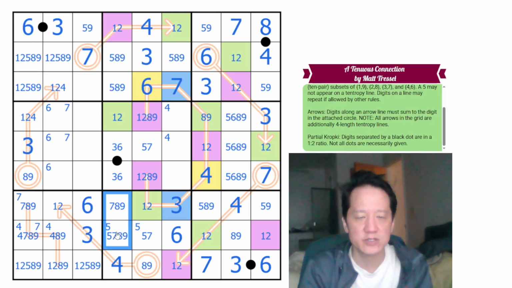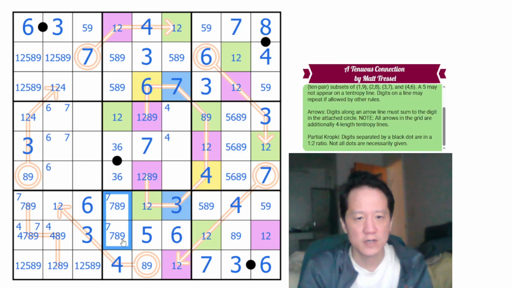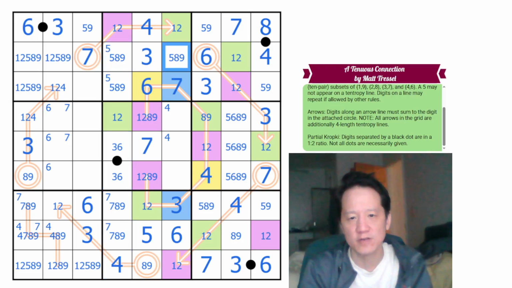Also, one of these has to be 7, because in column 4, where is the 7? It can only be one of these two cells. Therefore, this can't be a 7, which forces this to be 5, which makes that a 7. Therefore, again, this can't be 5. We know now this is a 7. One of these two is a 7. And one of these has to be a 5, because where is the 5 in column 4? It has to be one of these two cells, which means this can't be 5.